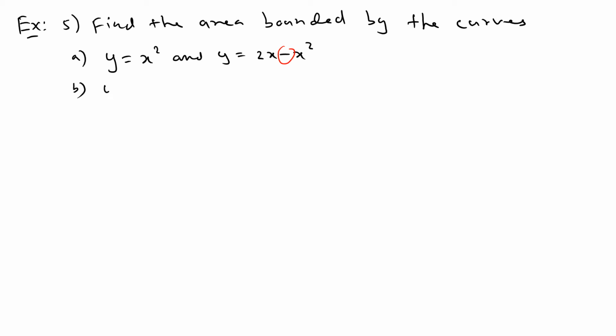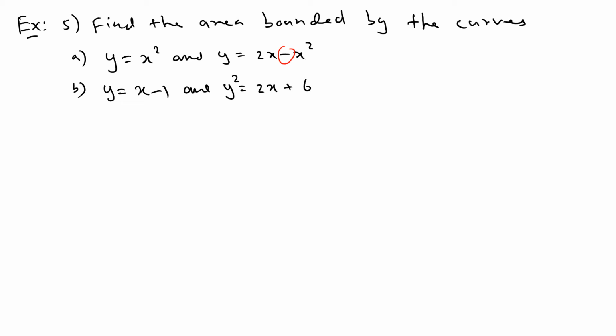And then B. This one is y equals x minus 1 and y squared equals 2x plus 6. Y squared equals 2x plus 6. Good. Okay, let's try those two problems.